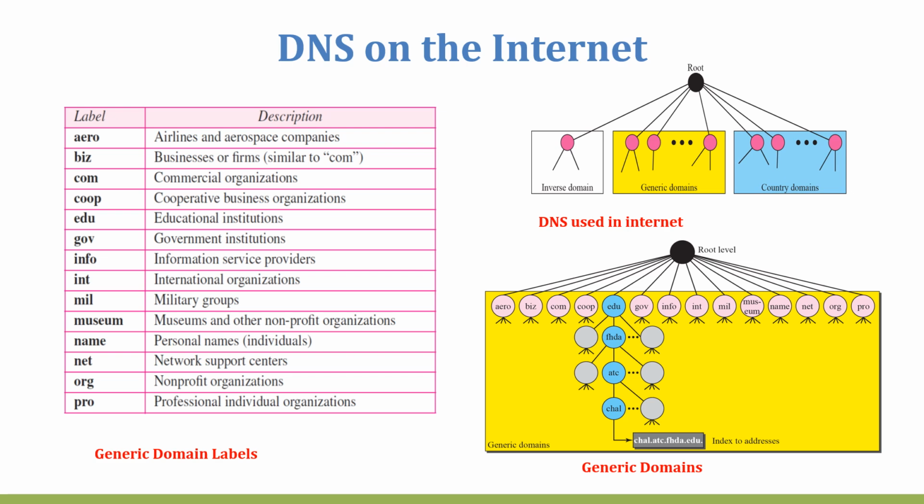In the internet, the domain namespace is divided into three different sections: generic domains, country domains, and the inverse domain. The first one is generic domains. It defines registered hosts according to their generic behavior. Each node in the tree defines a domain, which is an index to the domain namespace database.